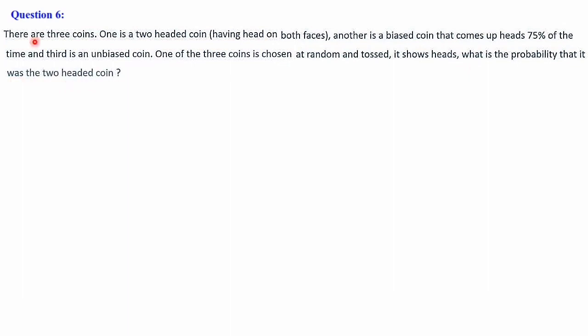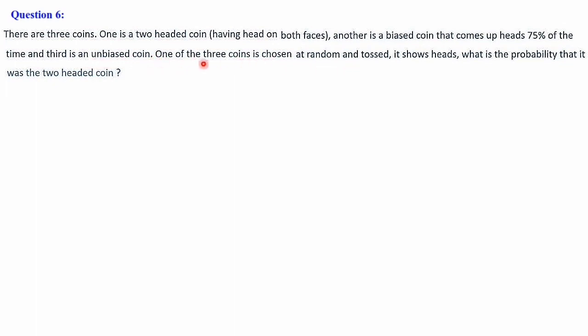Here it is mentioned there are 3 coins. One is a two-headed coin, in the sense both the faces show head. Another one is a biased coin, meaning the probability of getting one face is more; here the chance of coming up head is 75%, not equally likely. And the third one is an unbiased coin. An unbiased coin is a normal coin, meaning both events, head and tail, come up with equal chances. One of the 3 coins is chosen at random.